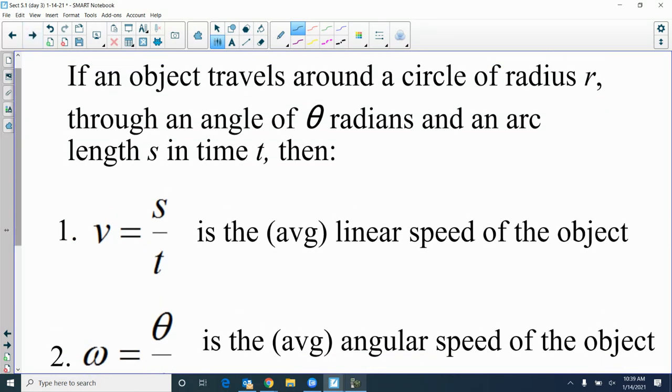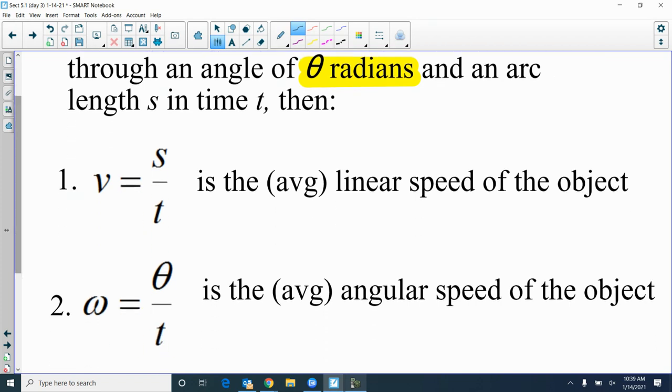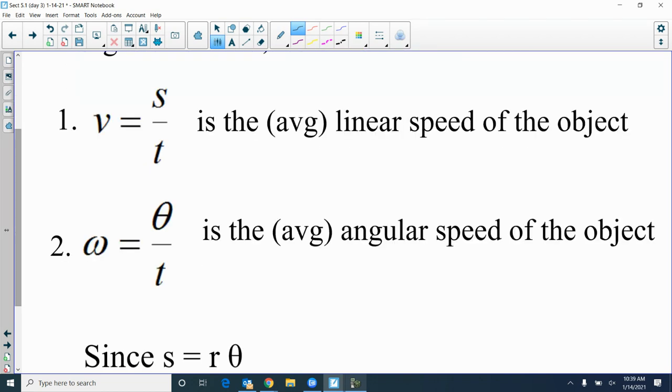All right, dealing just with these formulas again. If an object travels around a circle of radius r through an angle of theta radians. All right, we are talking in radians, not degrees. Theta has to be in radians. Okay, we got an arc length of s and a time t. Well, velocity is just basically distance divided by time. So if you take the arc length divided by time, that'll give you the linear speed. The angular speed will just be the angle divided by time.